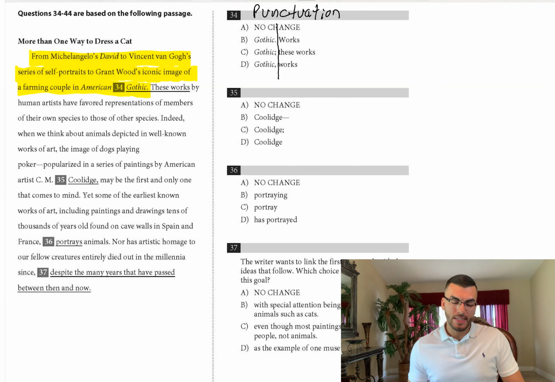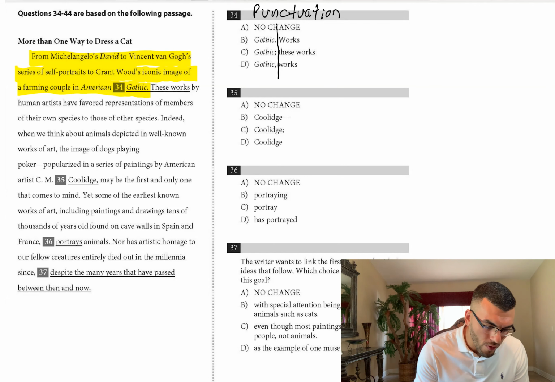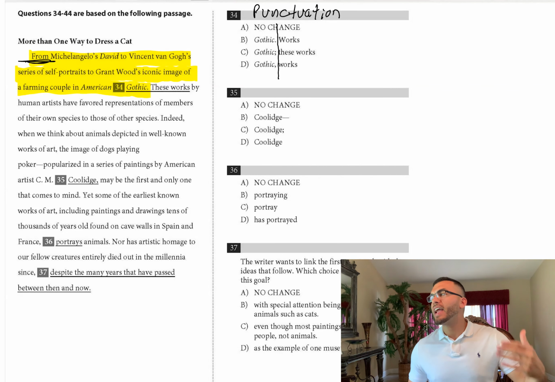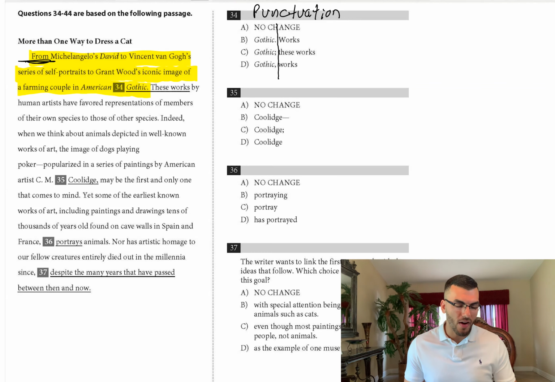Just read that for a second and see if that sounds like a complete thought. From Michelangelo's David to Vincent van Gogh's series of self-portraits to Grant Wood's iconic image of a farming couple in American Gothic, there needs to be additional information there. It just stops abruptly because it literally started with the word from, and that's going to indicate that there's going to be additional information that is needed to complete that thought. It leaves you with a cliffhanger.